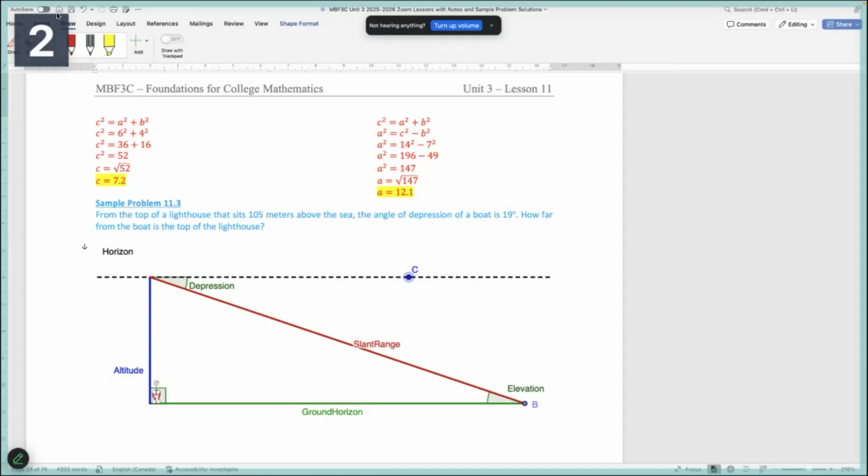So let's do that. I want to insert, and I'm going to go right here, make sure I'm inserting an equation, and go home and put it on the left-hand side. So we are going to be using opposite and hypotenuse, which would be sine.